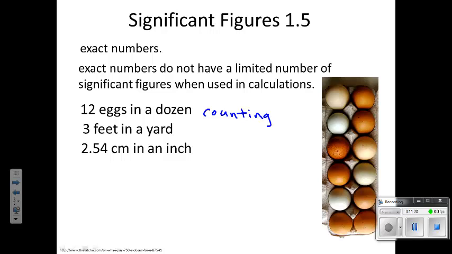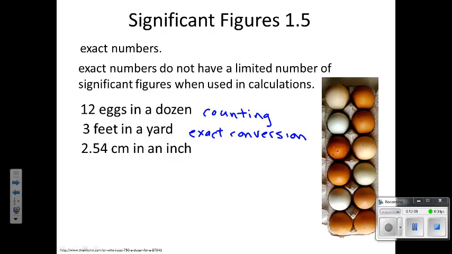3 feet in a yard, we call this a counting number. 3 feet in a yard is an exact conversion. So there are some exact conversions out there. And 2.54 centimeters in an inch is another exact conversion. Usually conversion between metric and English units are not exact, but this is an exception to that. Another exact conversion would be 60 seconds in a minute, right? So you're not really measuring how many seconds are in a minute. You're just saying this is a conversion. Or 4 quarts in a gallon, right? Another exact conversion kind of thing.